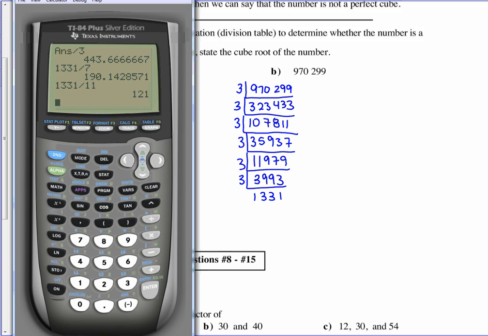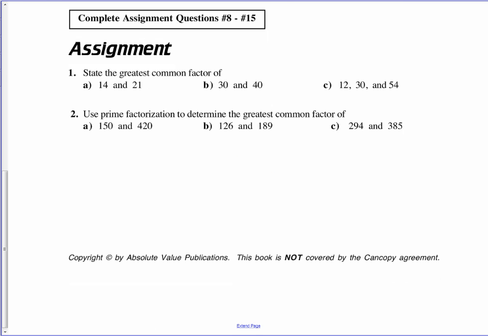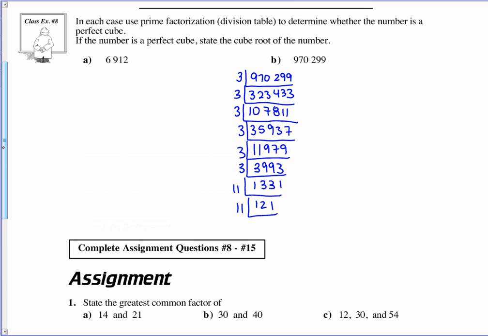It does. Guess what goes into 121? 11. Not 3, because 1 plus 2 plus 1 is 4. But 11 does. Oh no! Where'd you go? What's left over? 11. So, can we make 3 equal groups?